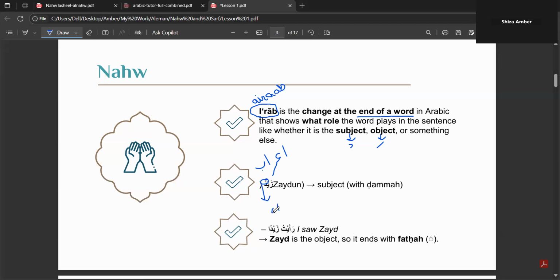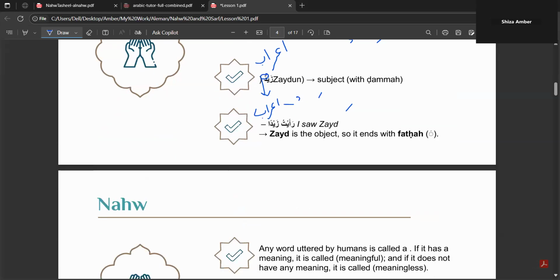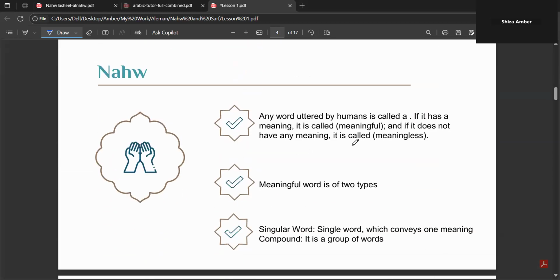So the ending of the word is known as Arab, and it could have any of the harakat. It could have a dhamma, a fatha, or a kasra. Are we good? All right, alhamdulillah.